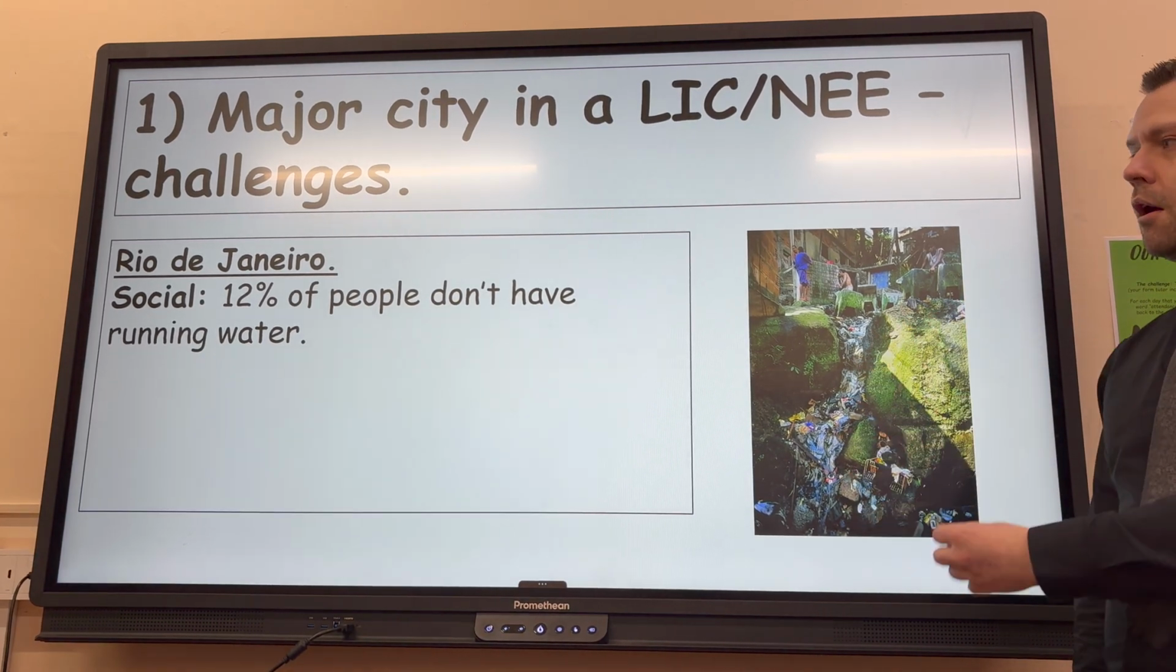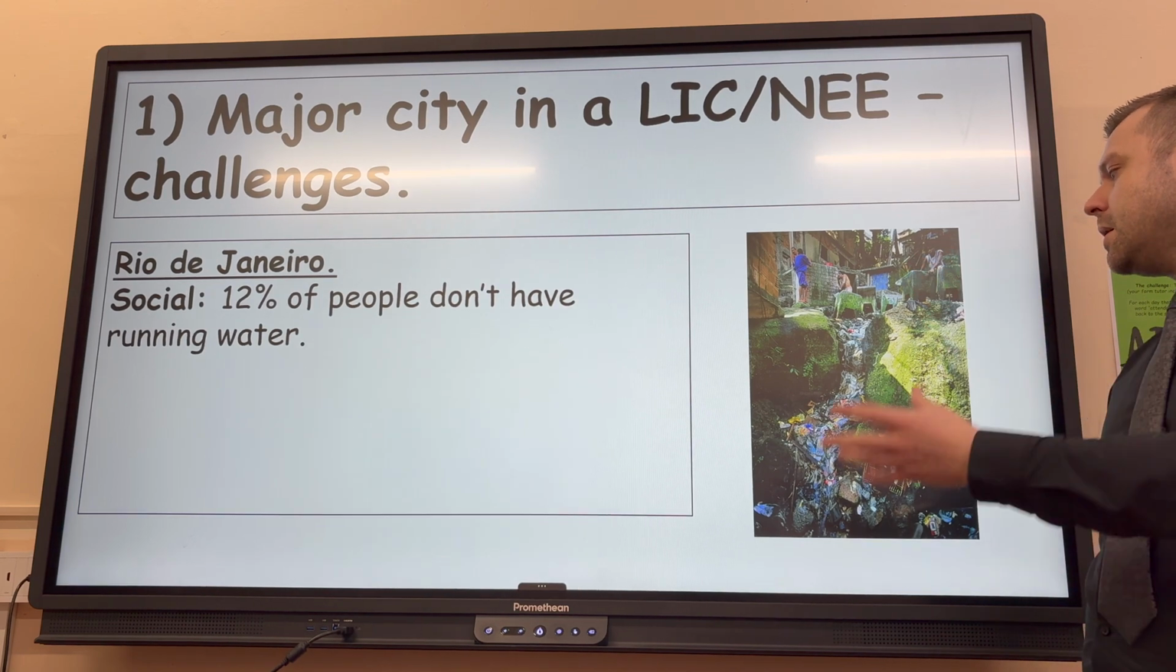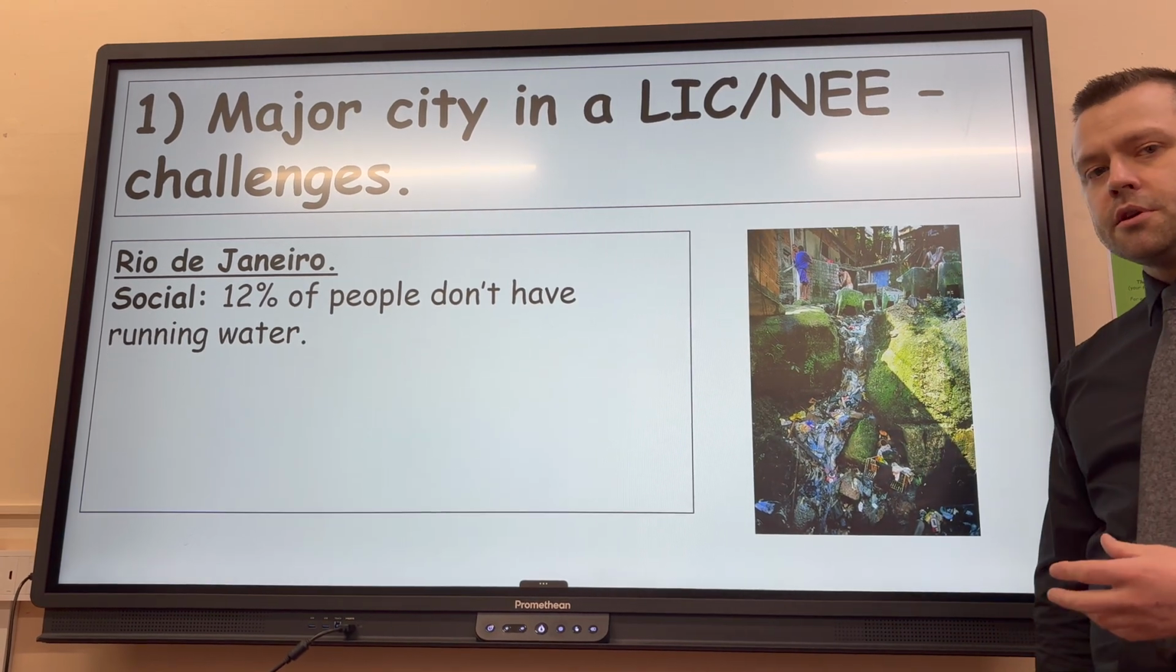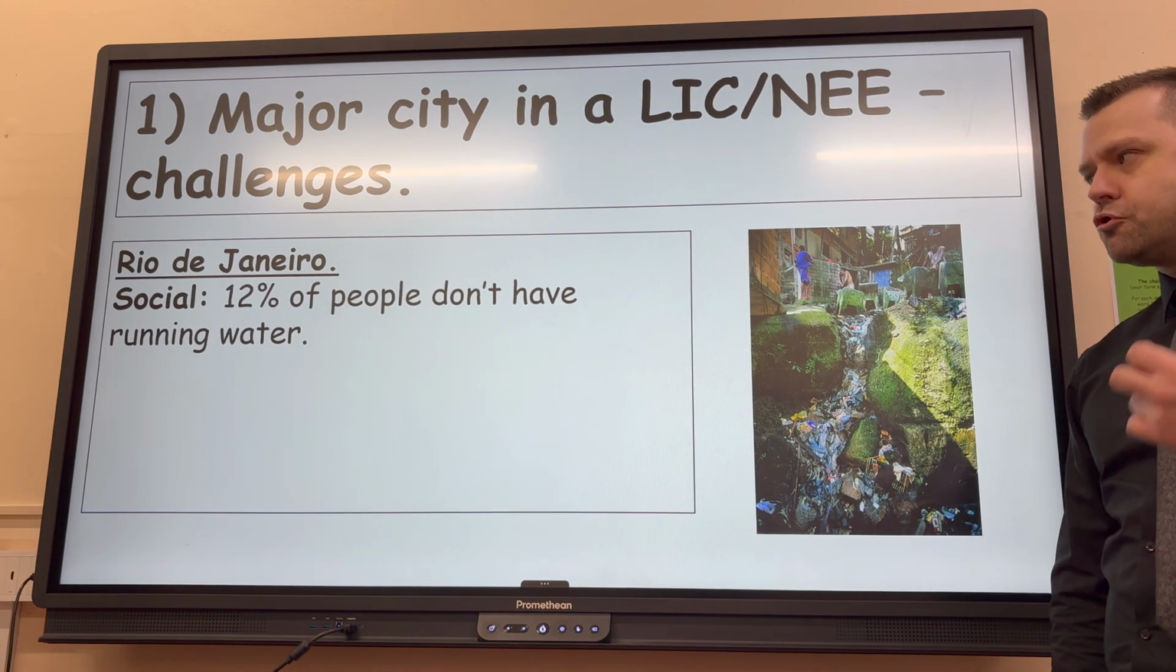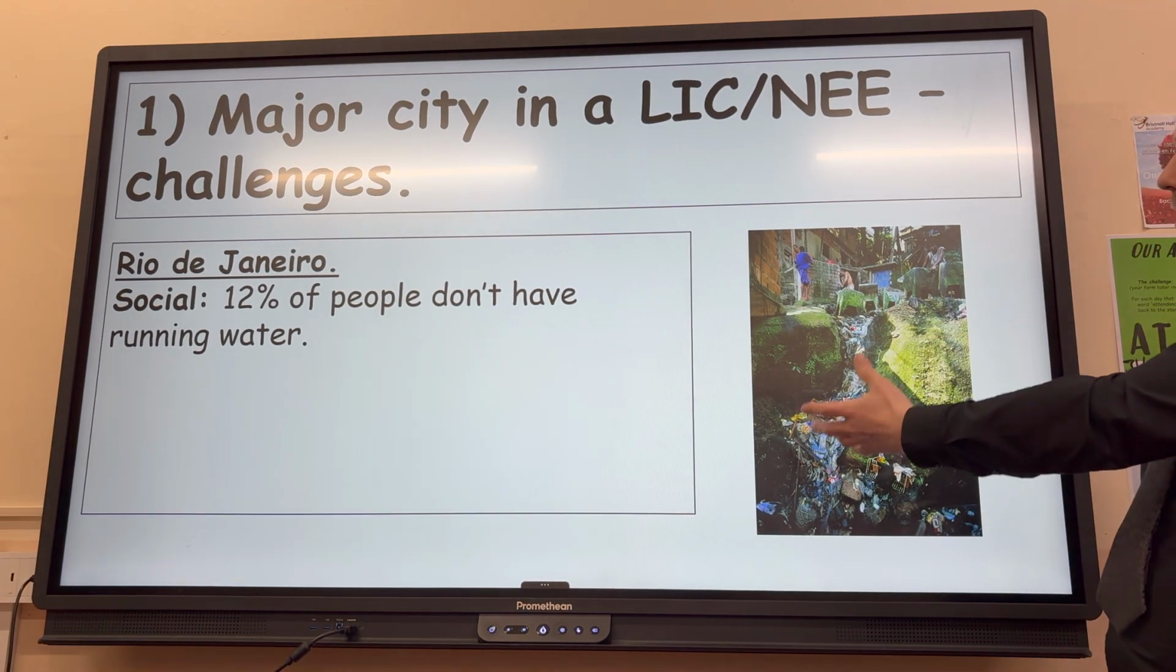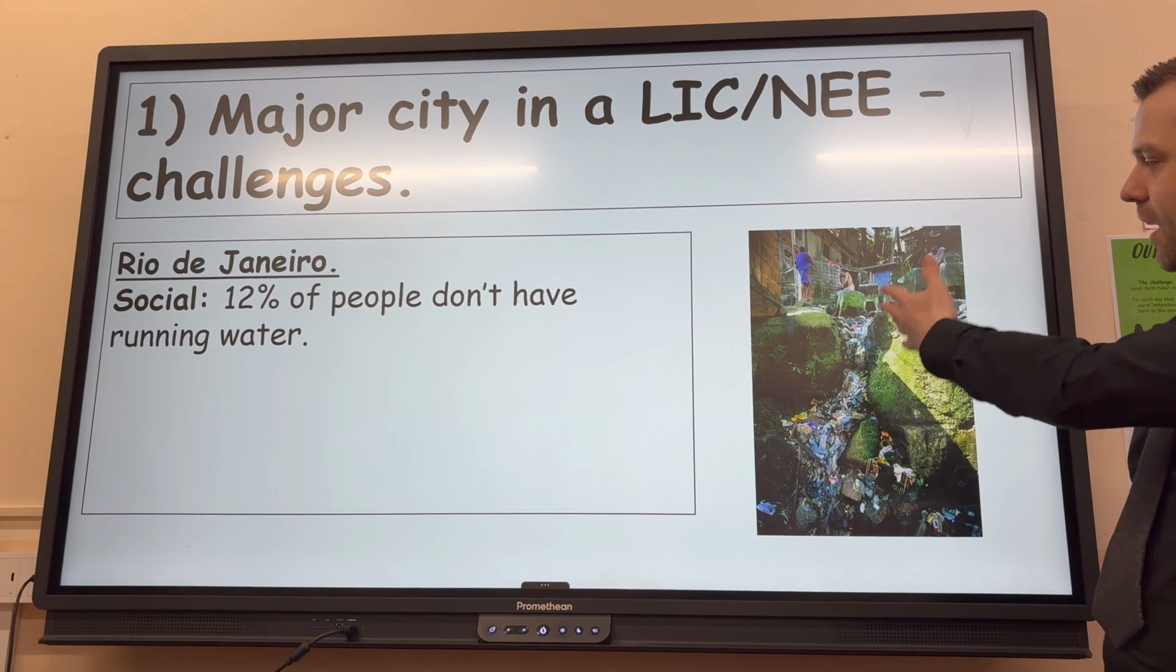Due to there being a lot of rural to urban migration, people are moving to the city in high numbers from the Brazilian countryside, but when they get there, there's not the infrastructure and services to support them, as you can see in this photograph of a favela with lots of rubbish.